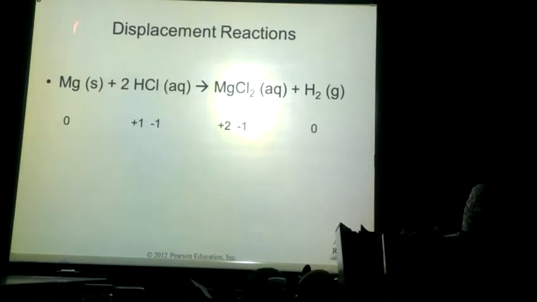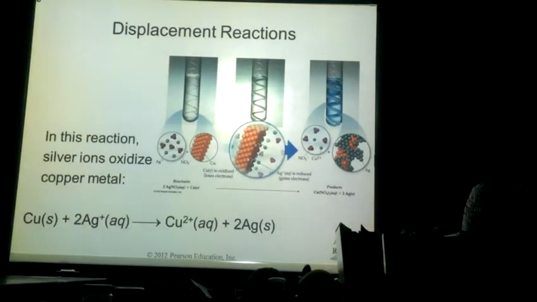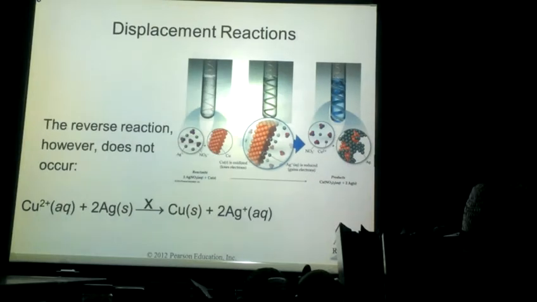So this is how you can also determine if something's a displacement reaction. Assign oxidation numbers to everything. If you see a change in some of the elements in terms of their oxidation state, then that means it has to be some type of redox reaction. Okay, and then when we get into our electrochemistry unit, which is towards second semester, we'll actually do this particular lab where you'll use silver ions and oxidized copper metal. So this is just an example of a displacement reaction, okay?